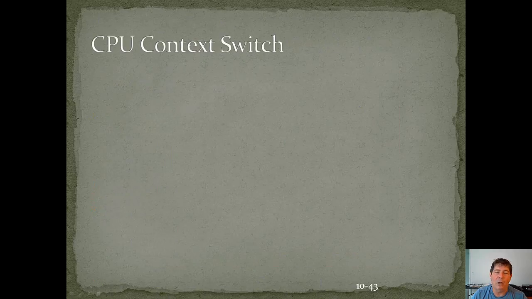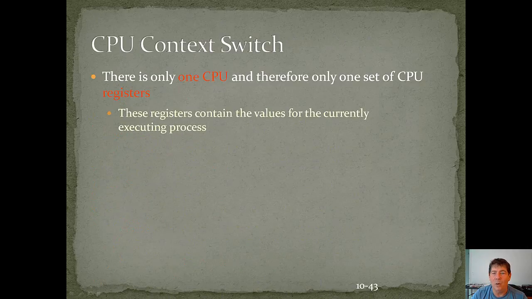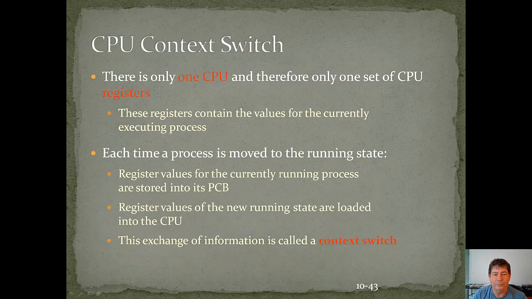So there's this thing called a CPU context switch. There is only one CPU and therefore only one set of CPU registers. These registers contain the values for the currently executing process. Each time a process is moved to the running state, register values for the currently running process are stored in its PCB. Register values of the new running state are loaded into the CPU from the PCB. This exchange of information is called a context switch.